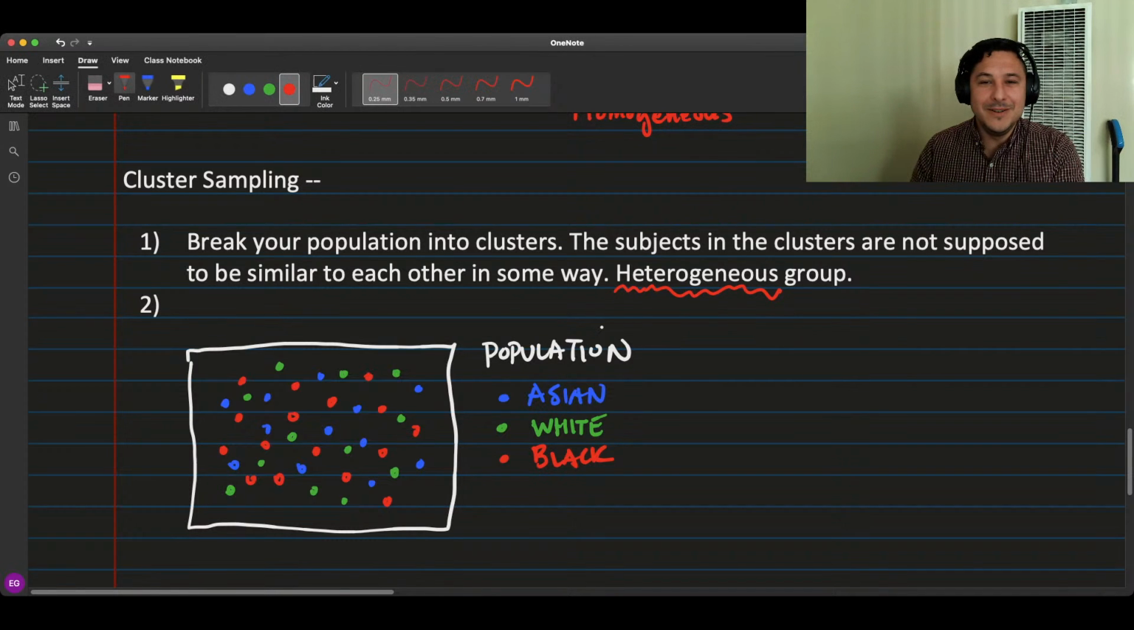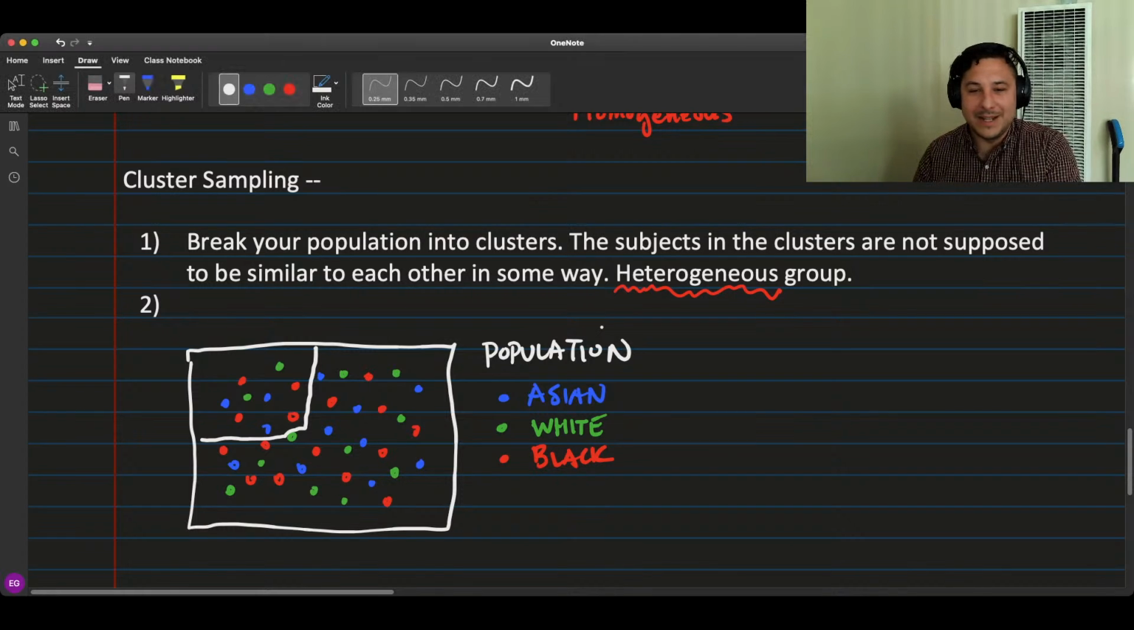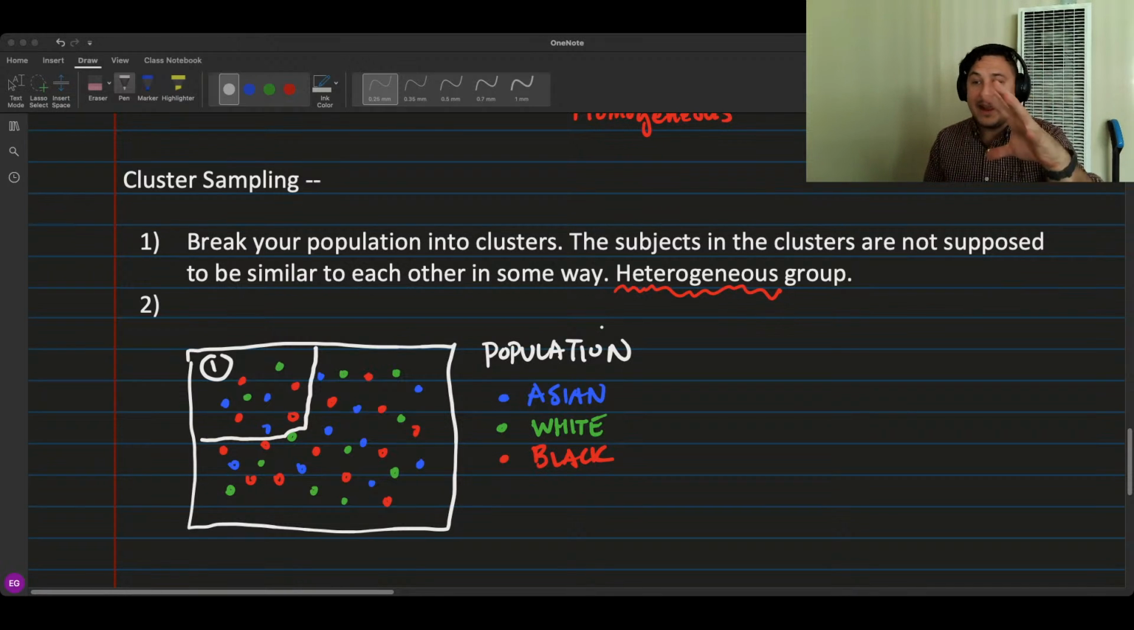Okay, so what you would do is you would make your clusters like this. So you could just split up this region. You could go like this. Okay, so do you see how I drew a little white line right there? I could call that cluster 1. Everybody in that area is in cluster 1. So if you look at this, do you see how you have a nice random mix of Asian people, white people, and black people? This is not a strata because in a strata you would hope to have a majority of one type of group. You would want only Asian people, only white people, only black people. Because it's a nice mixture, this has to be a cluster.